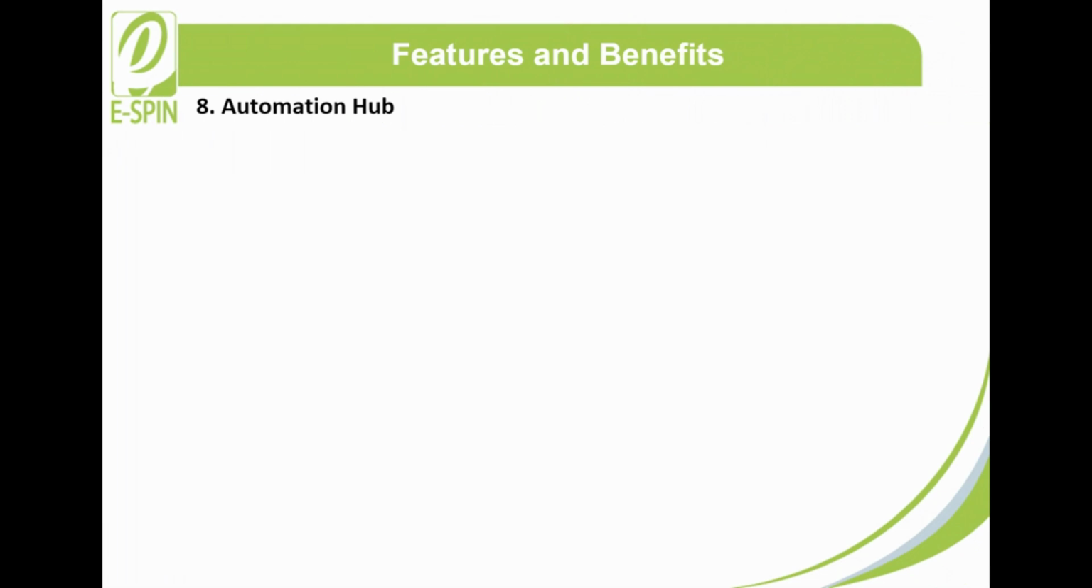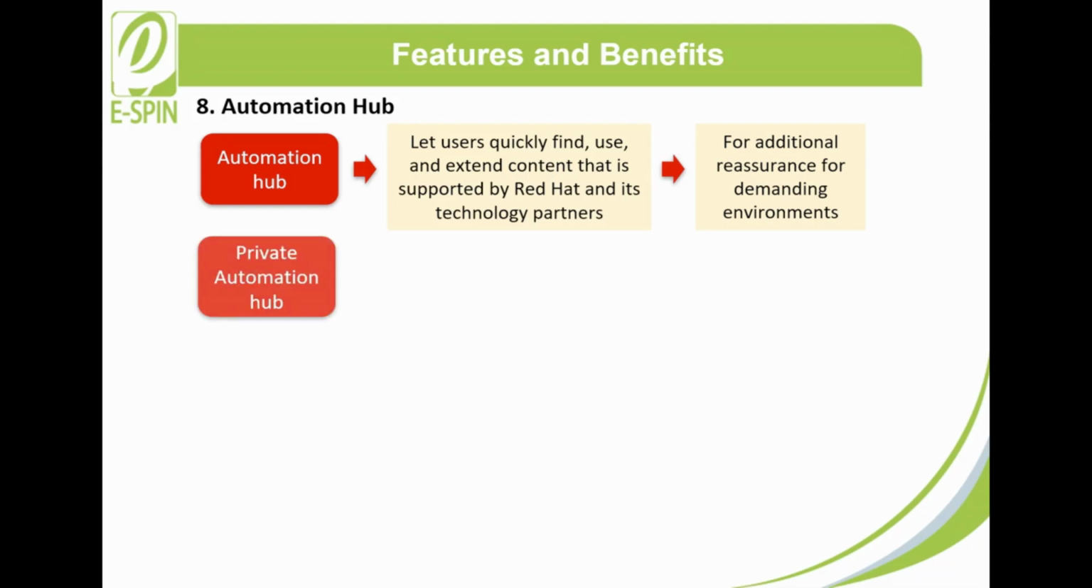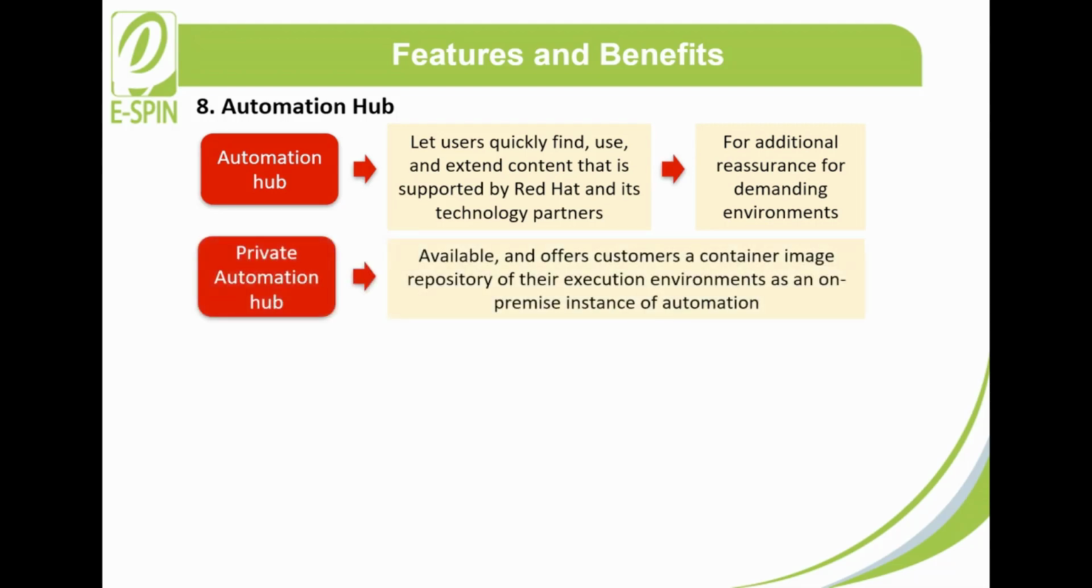8. Automation Hub. Automation Hub is the place for Ansible Automation Platform customers to quickly find, use, and extend content that is supported by Red Hat and its technology partners, for additional reassurance for the most demanding environments. Private Automation Hub is also available, and offers customers a container image repository of their execution environments as an on-premise instance of automation.